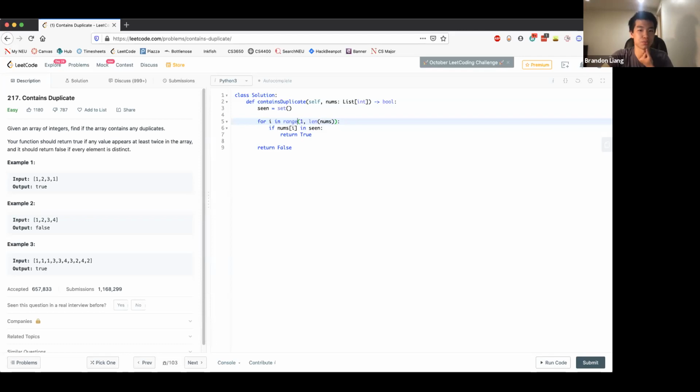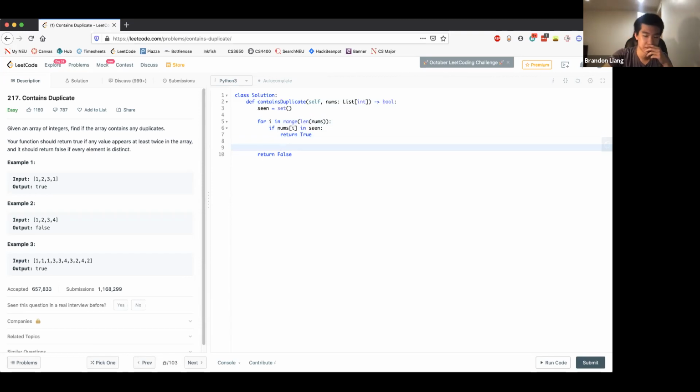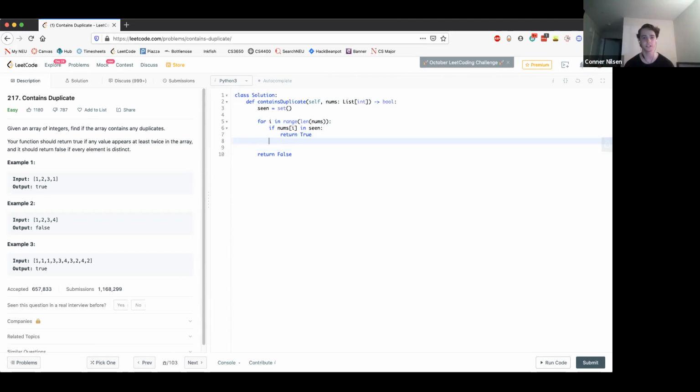And are you sure this loop range is still correct? Oh, that should be changed to 0. Yep. And what should I do if it's not in seen? If it's not in seen, then add it to seen. Yep.